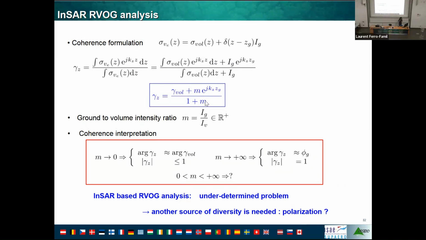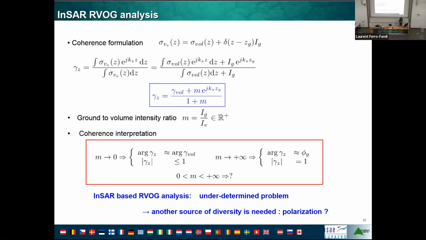If M is equal to 0, it means the response of the ground is very low. What you see is only the volume. If you want to analyze forest, this is what you want: you want to isolate this part. If you are not interested in forest and you want to analyze the ground, then you would like to have M equal to plus infinity. In this case, the volume intensity will be close to 0, and you will have only the response of the ground. But this is something you don't set. You make one measurement and you fall into one configuration, which you cannot choose.